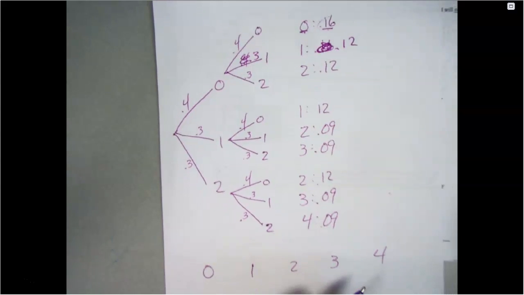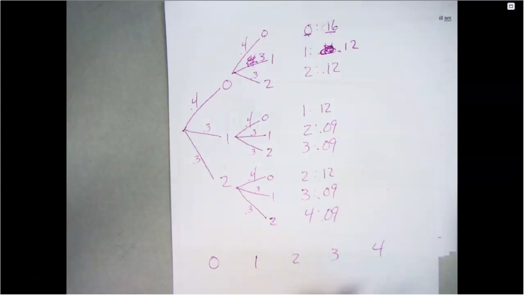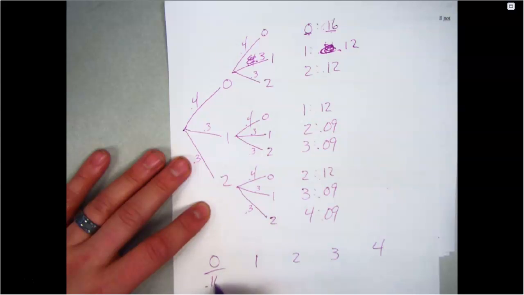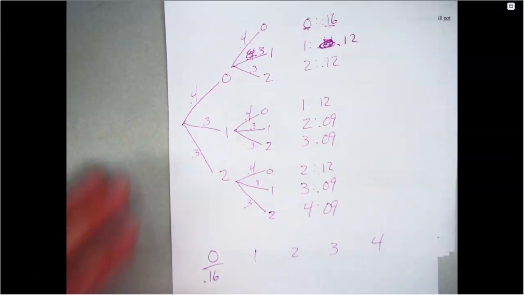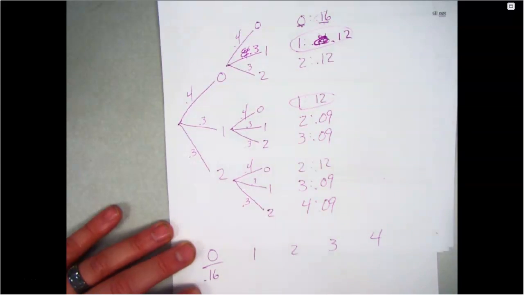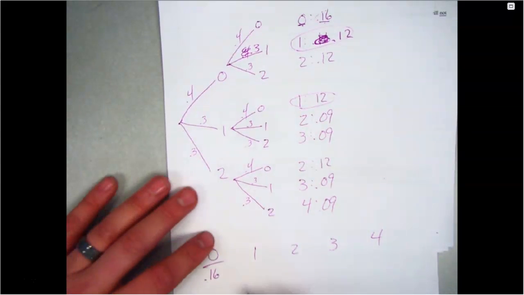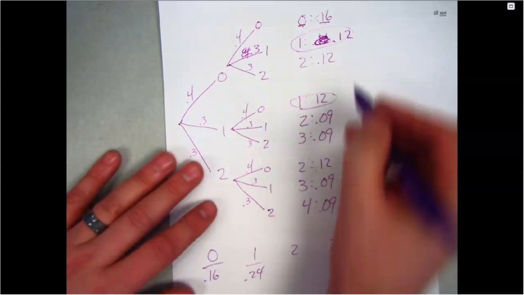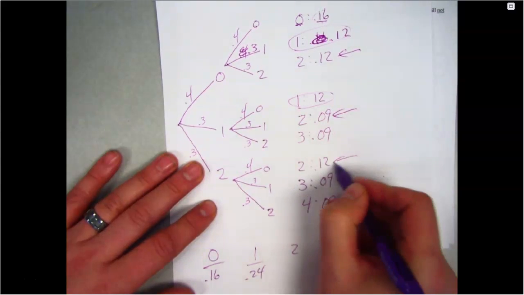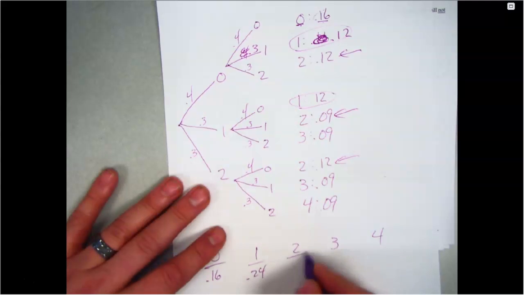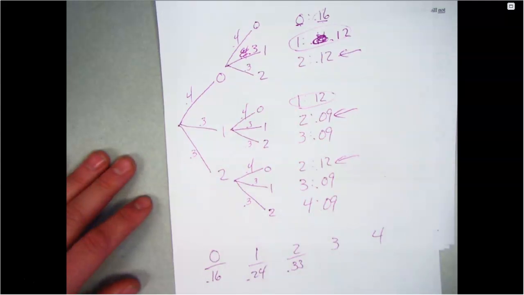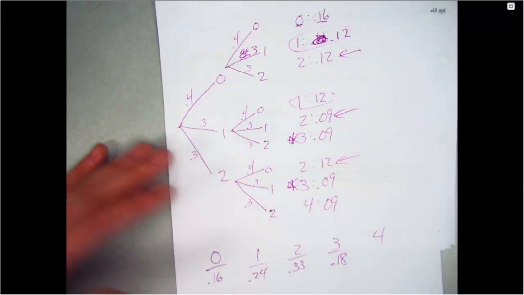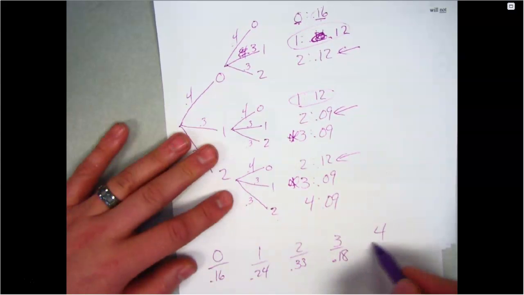So if I look at the whole thing together, there's only one way I can get a total of 0 by playing twice. So there's a 16% chance of getting a 0. Well, I could get a 1 here or here. 0.12 and 0.12, so there's a 0.24 probability of getting a 1. I can get a 2 there, or there. So I have to add all those up, and that's 0.33. A 3 I can only get there or there, that's 0.18. And I can only add up to 4 if I get a 2 and then another 2, and that's 0.09.